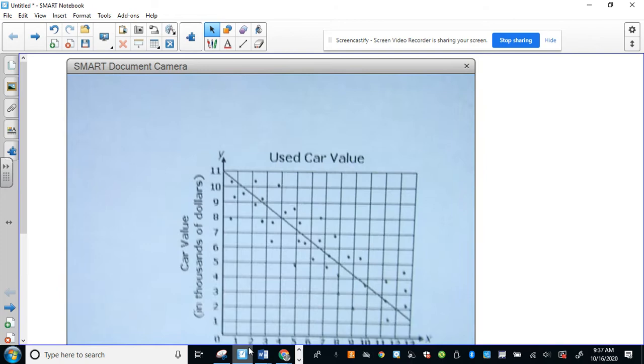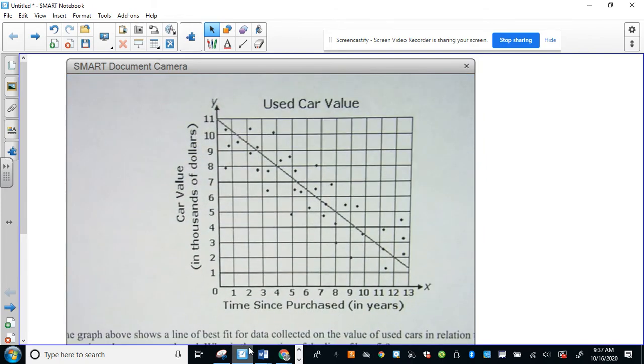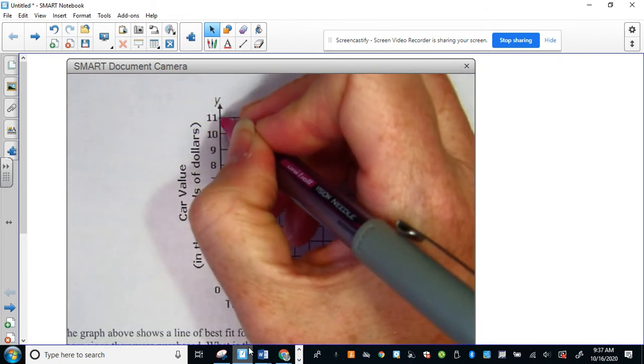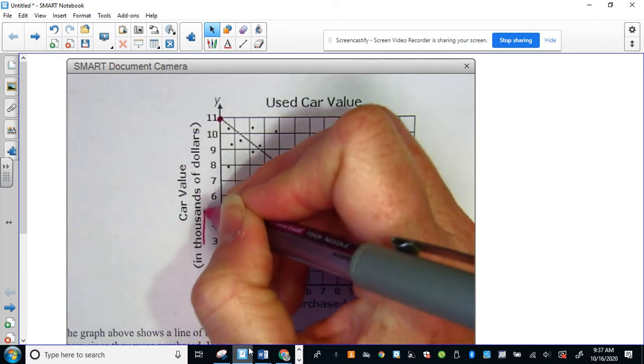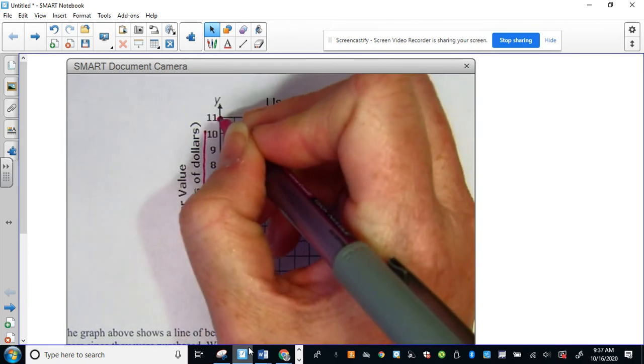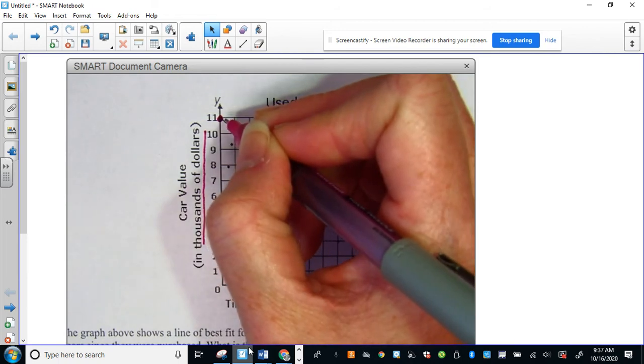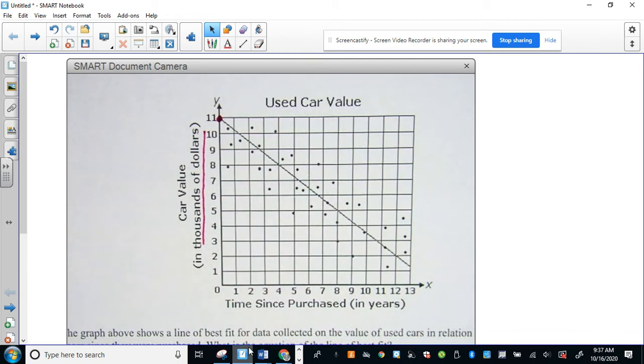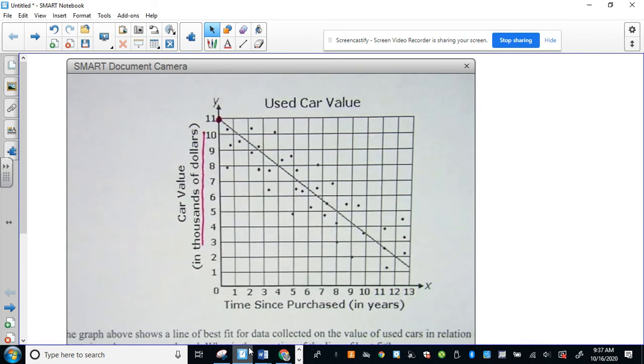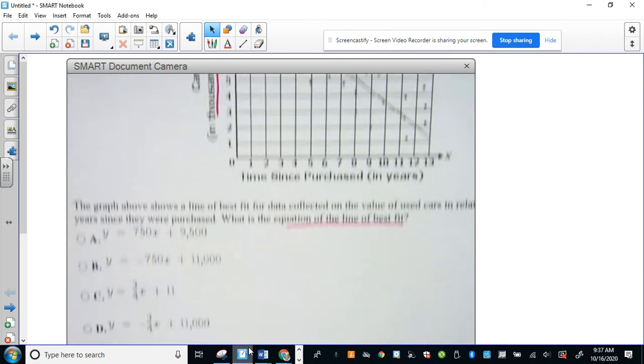Number 10, use car value from the time that you purchase it. Obviously, we're starting out. This is in thousands of dollars. So we're looking at if you started out and purchased a used car and paid $11,000, over time, the value of that car is going to go downhill or decrease. So our y-intercept is 11,000.